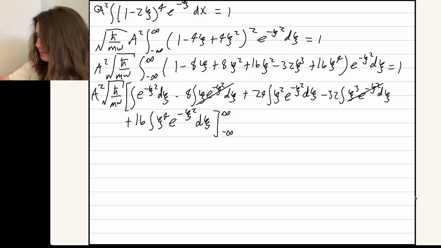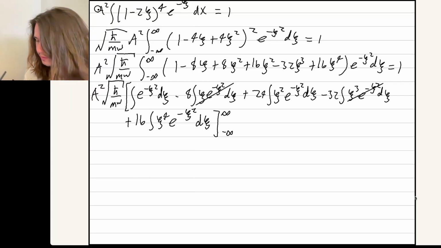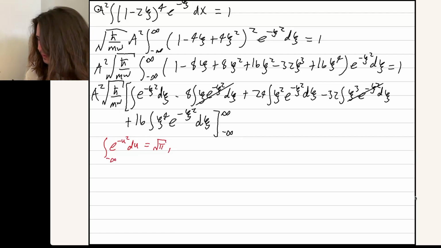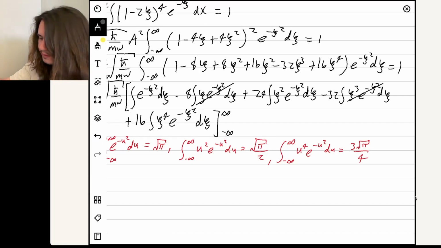And then I'm going to write a bunch of table integrals for Gaussians that are going to help us evaluate all of these. So first of all, the integral of e to the minus u squared du is just root pi, and that is from minus infinity to infinity. The integral of u squared e to the minus u squared du is root pi over 2, and then for the u fourth, it's 3 root pi over 4, right?